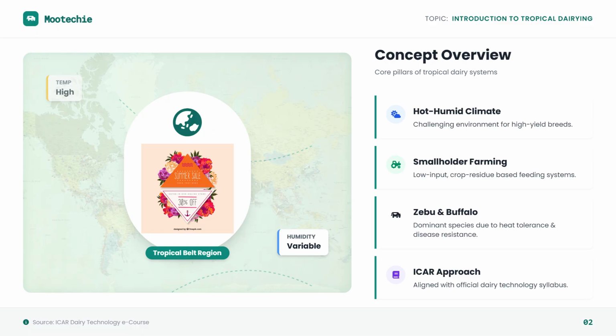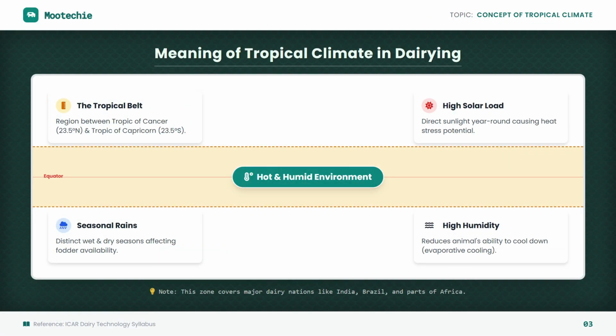To understand this topic better, we must first understand what is meant by tropical climate in dairying. The tropical belt lies between the Tropic of Cancer and the Tropic of Capricorn. These regions receive intense solar radiation throughout the year. As a result, animals are exposed to high solar heat load. This increases the risk of heat stress.